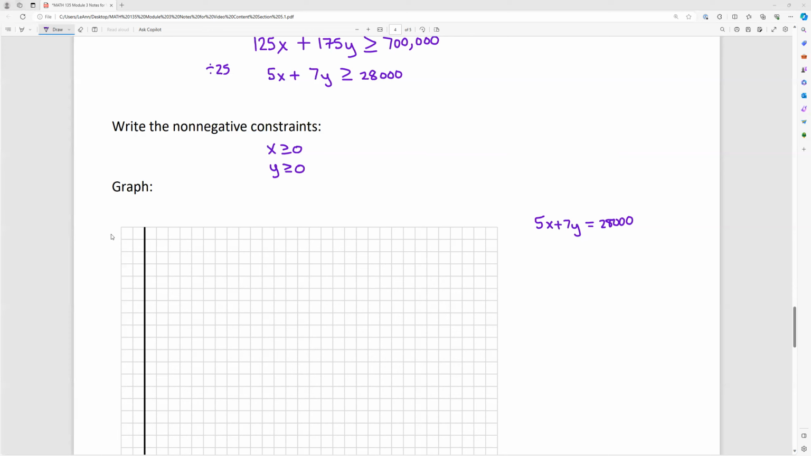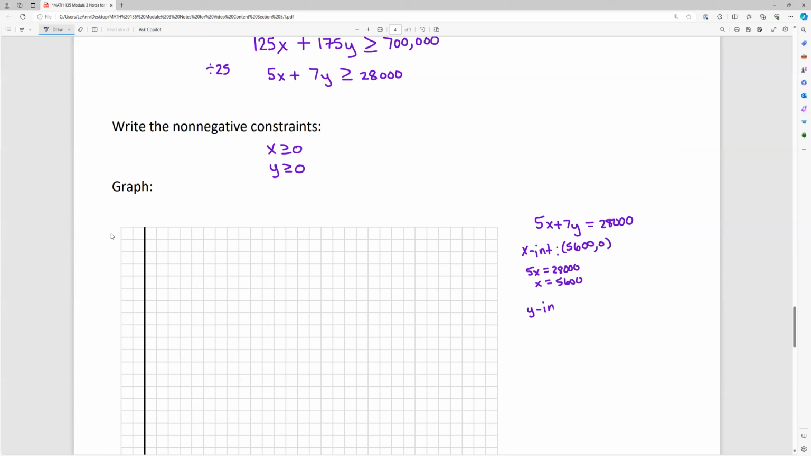So I'm going to go ahead and do my intercept method. For the x-intercept, we're going to plug in 0 for y. So that gives me 5x equals 28,000. When I divide, that's going to give me 5,600. That's the ordered pair (5,600, 0).